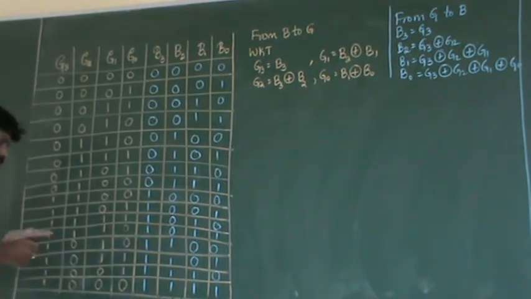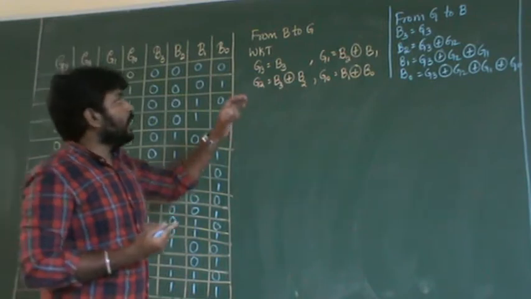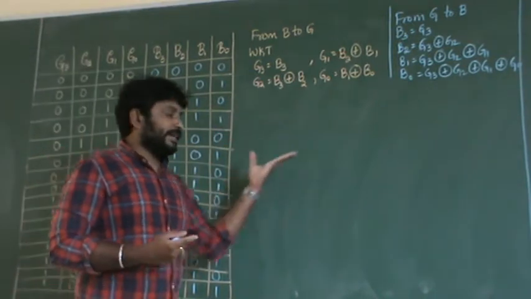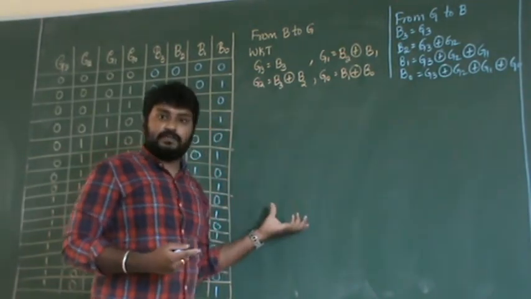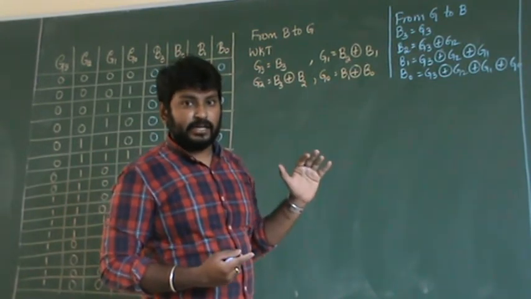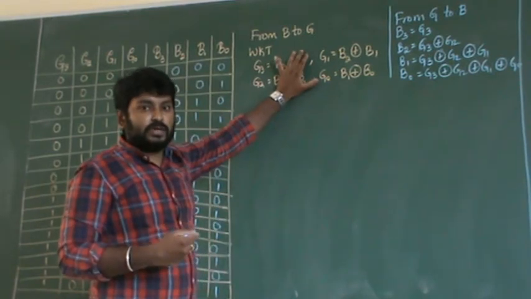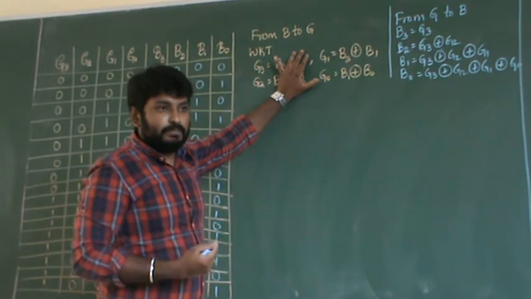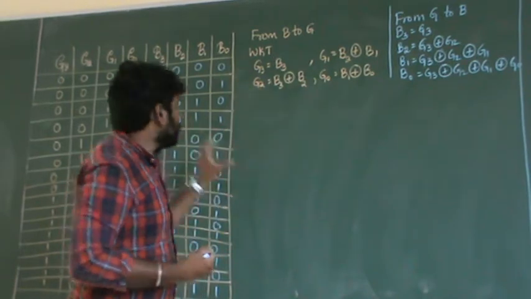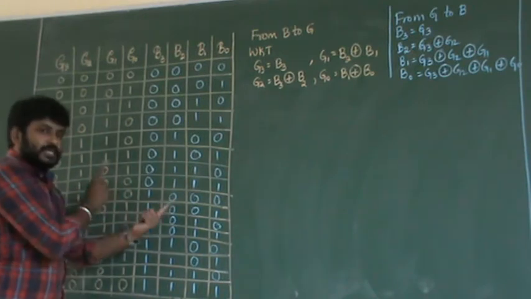Now, how have I written this truth table? On what basis? In the previous video, I already explained how to write the truth table from binary to gray. On the left hand side I wrote the binary data and towards the right side I wrote the gray data, right? How did I write the gray data? By using these equations. The same gray data you can copy towards the left side now. The table will get swapped.